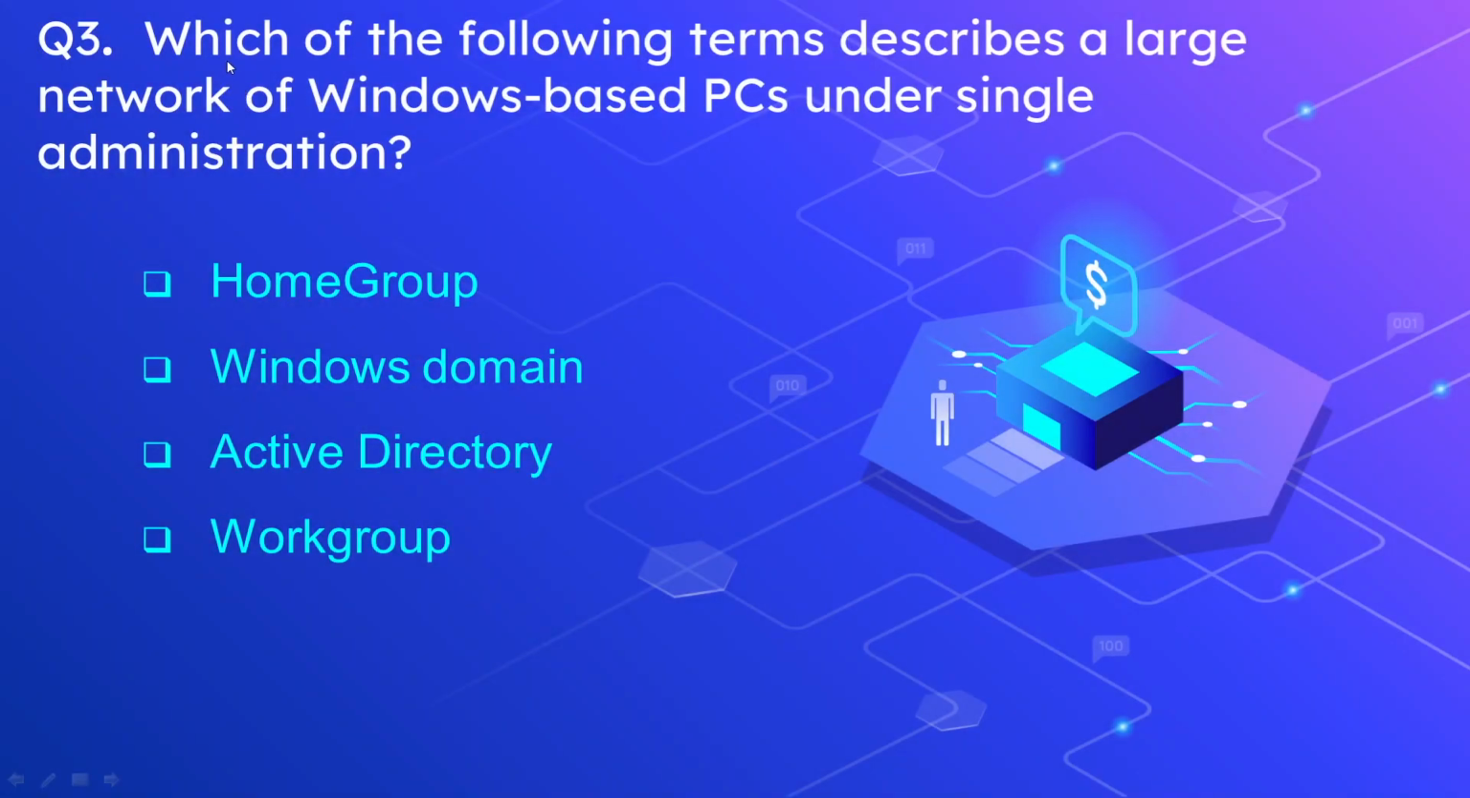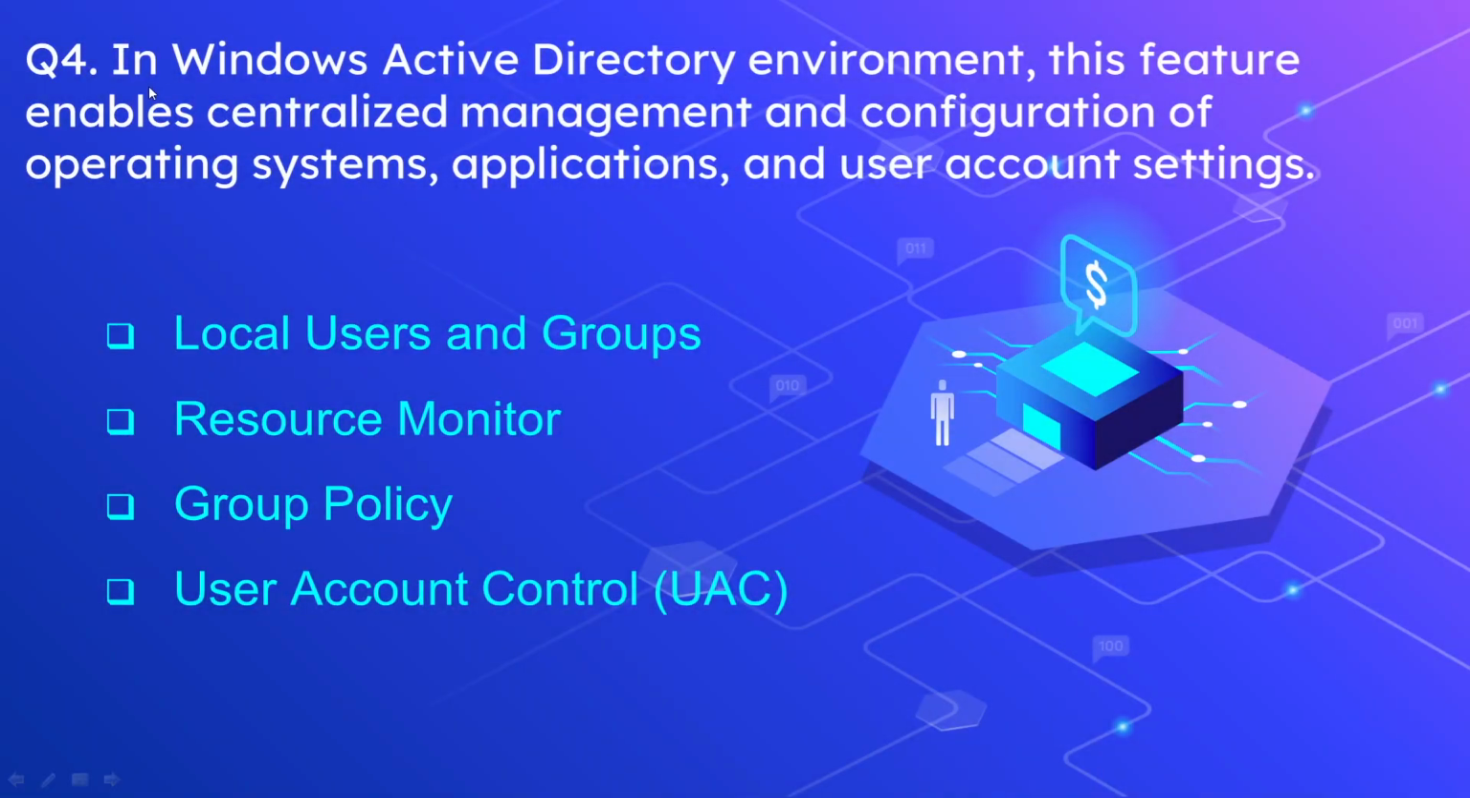Question number 3 is which of the following terms describe a large network of Windows-based PCs under a single administration? And the options are home group, Windows domain, Active Directory, and workgroup. And the correct option is Windows domain. So the Windows domain refers to a large group or large network of Windows-based PCs which are administered under a single administration.